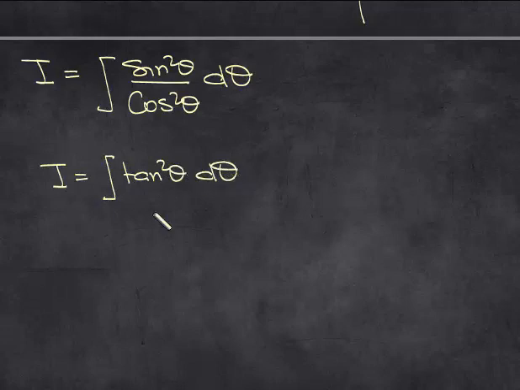Anybody know how to do this one? Yeah, you just use an identity in it. We're just rewriting it because we have an identity for tangent squared, which is secant squared minus 1. Secant squared is a derivative of tangent, so that's a known integral. And then just do the right triangle to finish it.